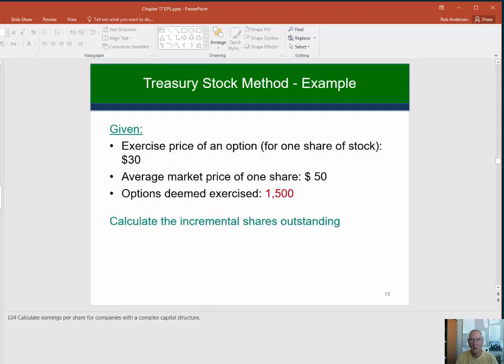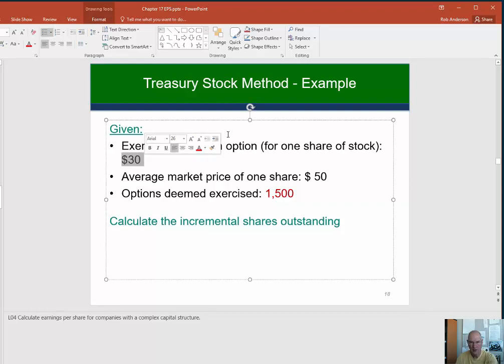So in this example, we have an exercise price of $30. So this means that when the option is exercised, we as a corporation receive 30. Now, one of the key numbers we need here is the average market price of one share for the year. So notice that this is not the ending market price. It's not December 31, it's the average for the year. And in this example, we have 1,500 options outstanding, and these are going to be one share per option.